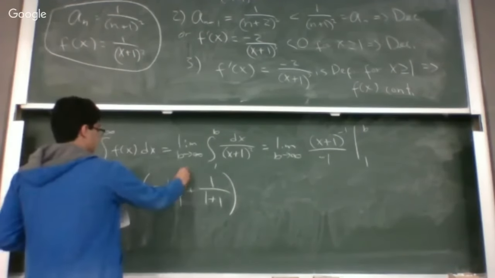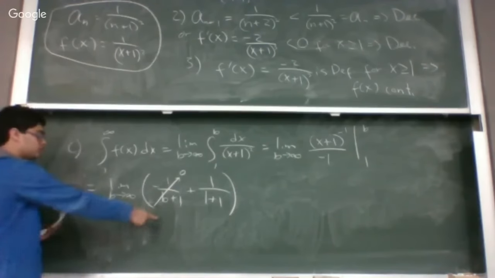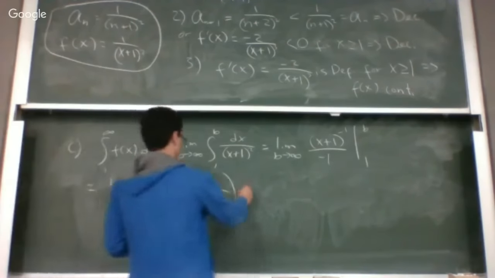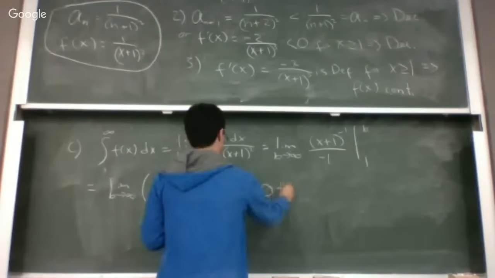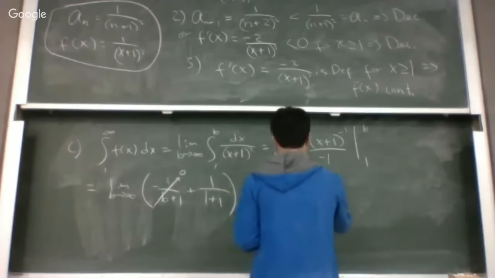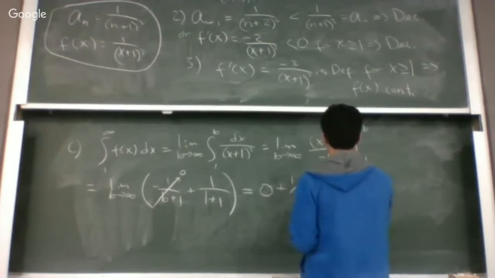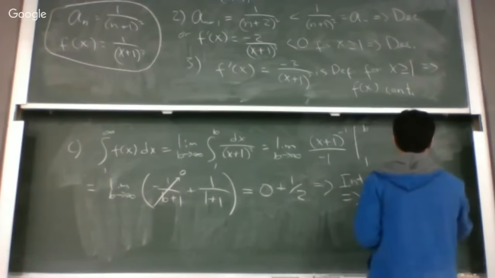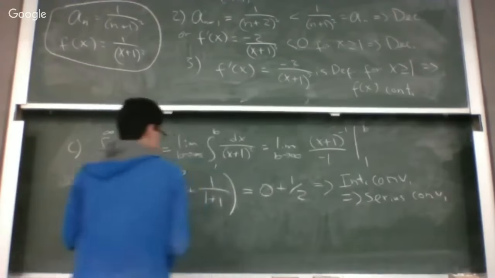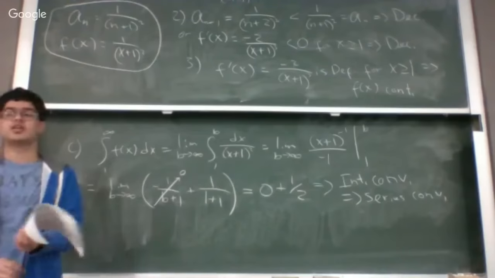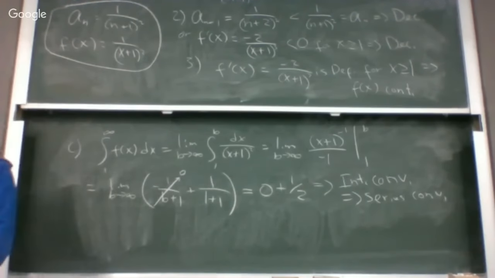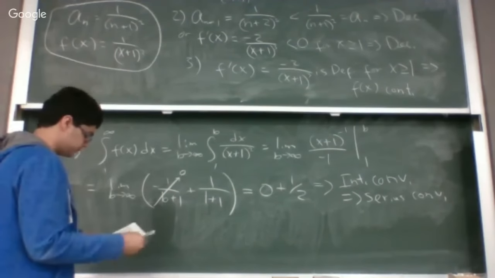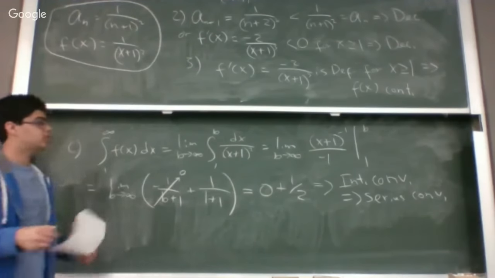So since b is in the denominator and we're approaching infinity, the first part goes to 0. We are left with 0 plus 1/2. Therefore, the integral converges. Therefore, the series converges. And what does the 1/2 tell us? Nothing. It just tells us that it converges. It doesn't mean that it converges to 1/2. So any questions on this part?